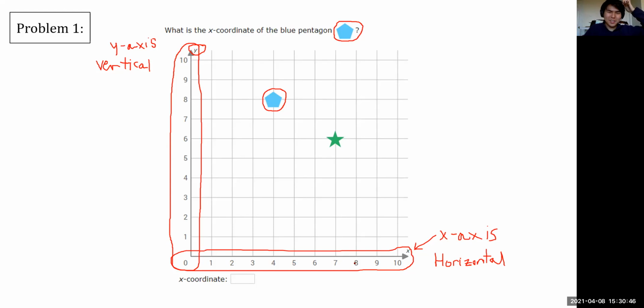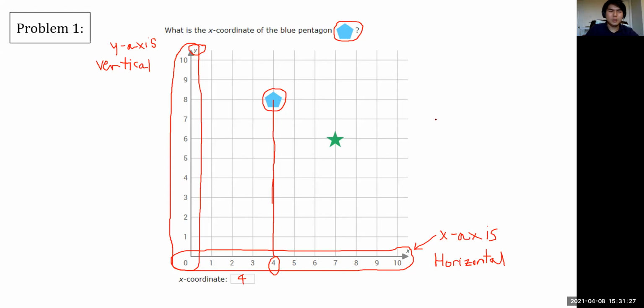That being said, let's determine the x-coordinate of the blue pentagon. In order to do this, I will start from the blue pentagon and then draw a vertical line down from it down to a number on the x-axis, and we get 4. 4 is the number on the x-axis that matches with the location of the blue pentagon. Therefore, the x-coordinate of the blue pentagon is 4.